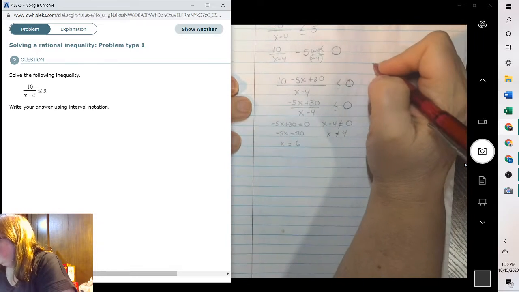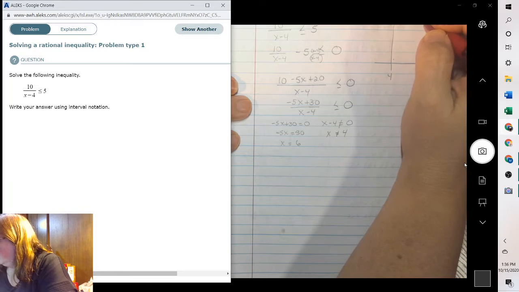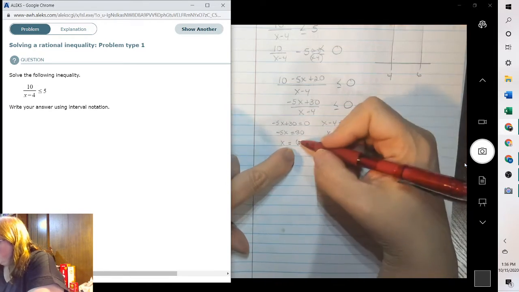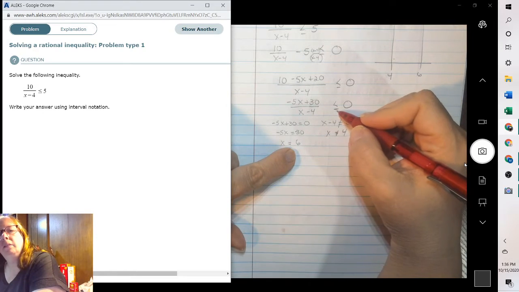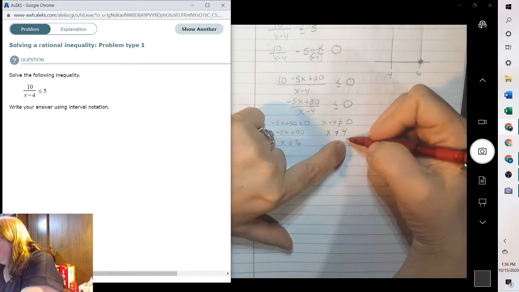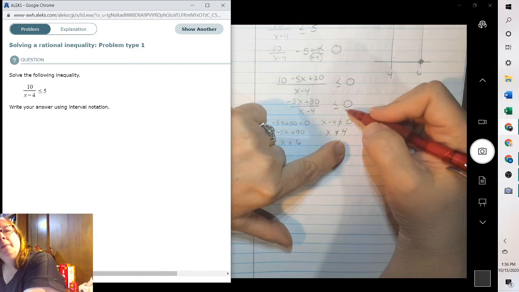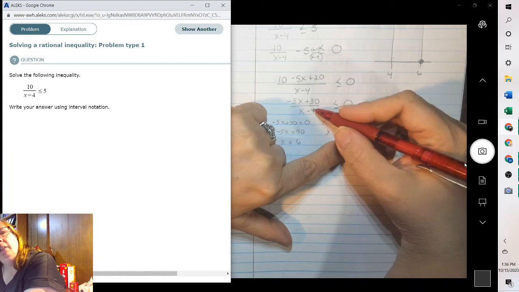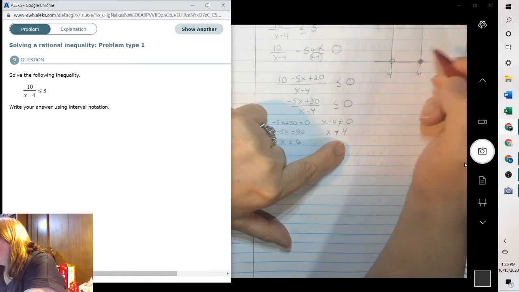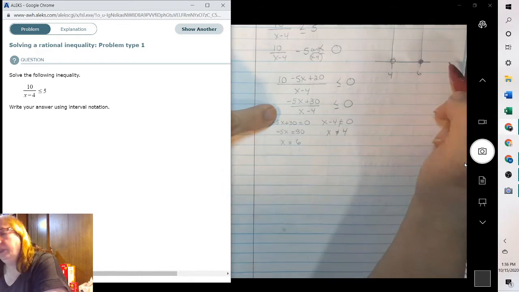So when we have our number line, we have 4 and 6. This 6 can be equal to because of this line. The 4 cannot be equal to because that gives us 0 in the denominator. So even though this is here, we still can't equal 0 because it's in the denominator. So this one's an open circle. Now we still need to test our points using the numerator and the denominator.